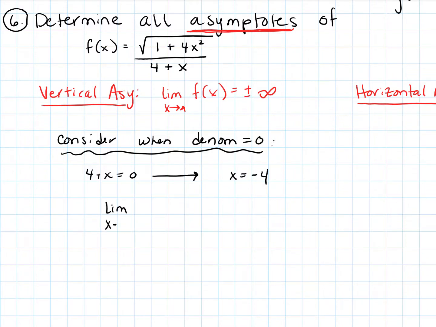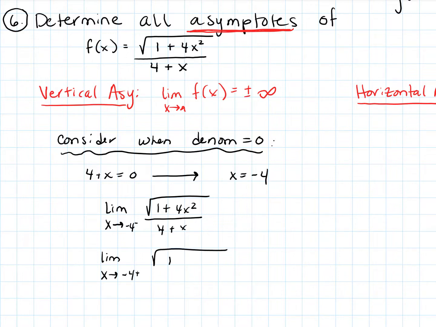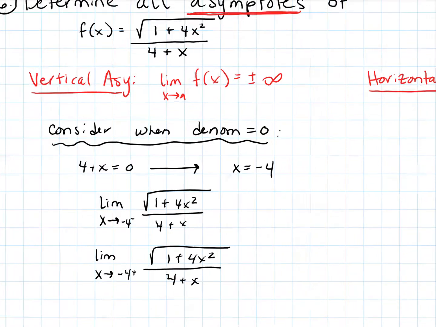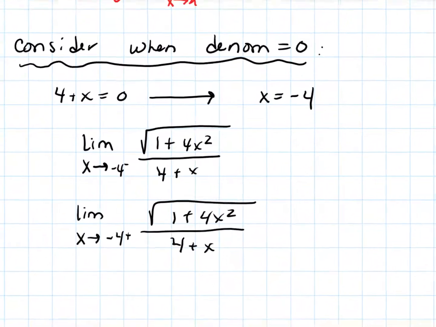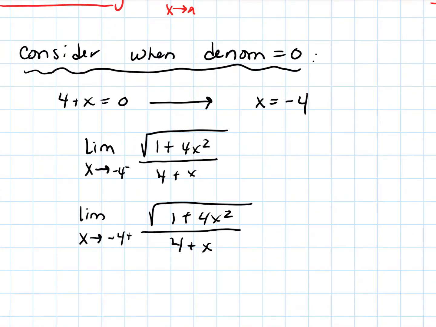What happens to the limit of this function f of x, the square root of 1 plus 4x squared over 4 plus x, as we approach negative 4 from the left? And let's also take a look at it as we approach negative 4 from the right. So 1 plus 4x squared over 4 plus x. So as we're doing that, we're considering what happens both on the left side of negative 4 and on the right side of negative 4.